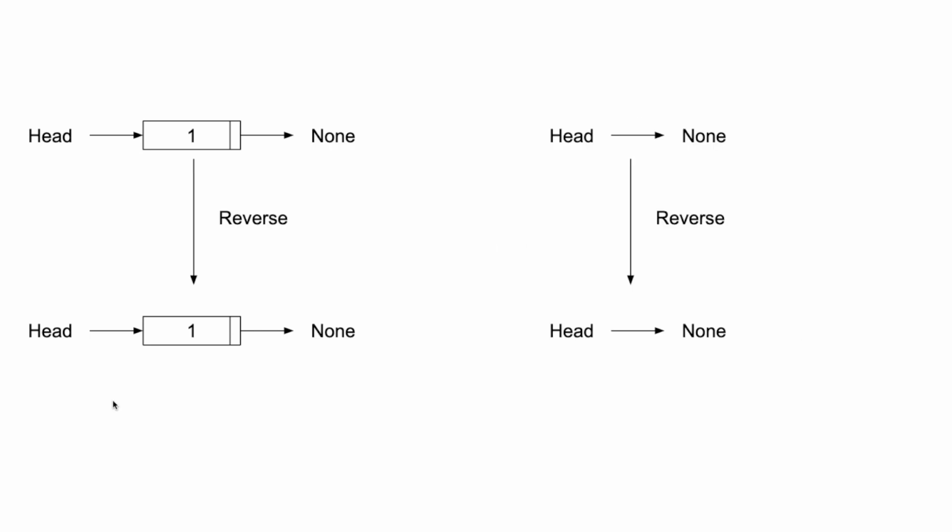Now let's look at some edge cases. So the first edge case is when the linked list has only one node, and the other edge case is when the linked list doesn't have any nodes. So basically head will point to none. In both cases, the reversal operation won't do anything. We will have the same linked list.